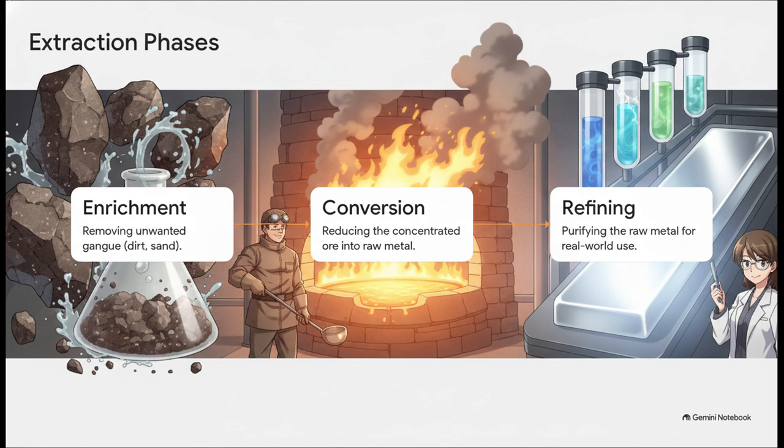Phase 2 is taking that concentrated, cleaned up ore and converting it into a raw metal. And the method depends entirely on how reactive it is. Finally, Phase 3 is refining. This is where we purify that raw metal, usually using electrolysis, so it's 100% pure and ready for real-world use.